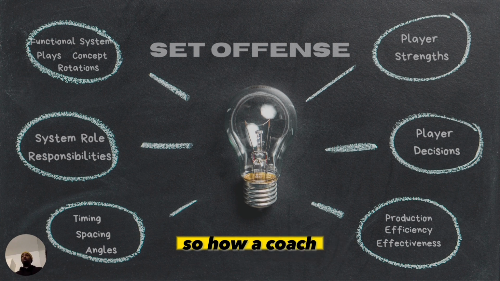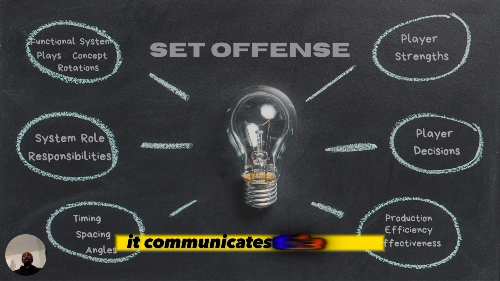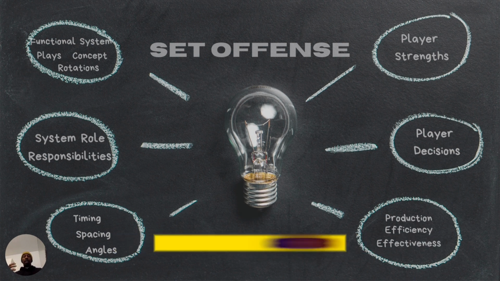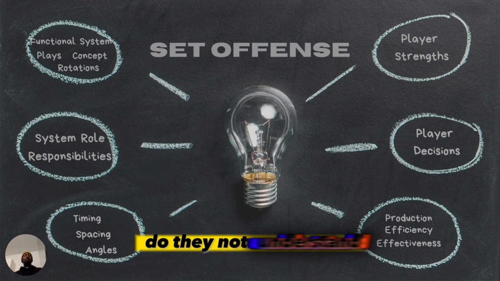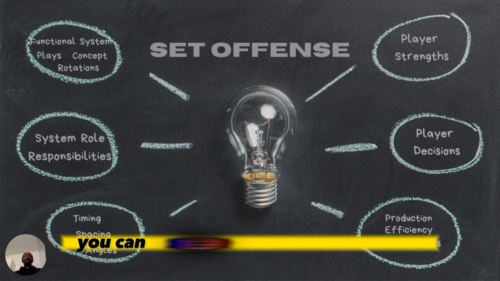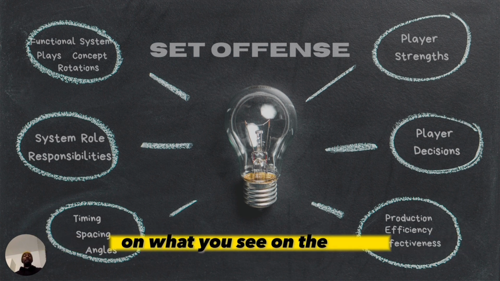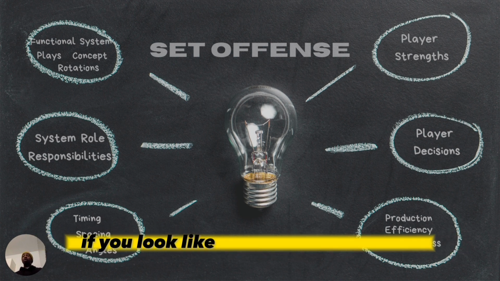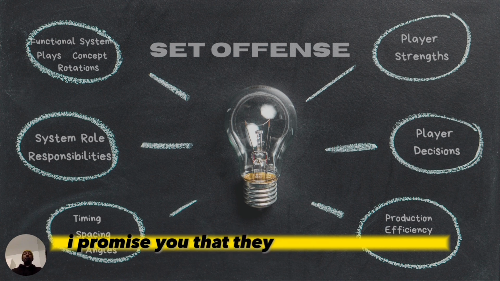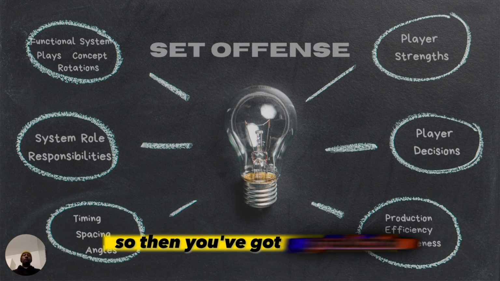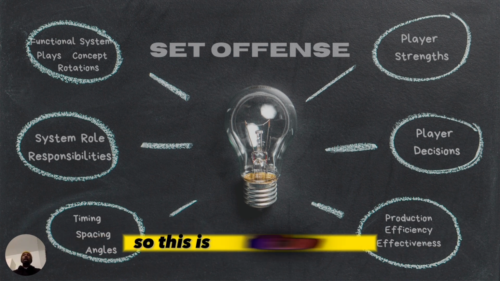And then how a coach communicates the system. Do they understand? Do they not understand? Does it make sense? You can see all of this in the movement, and you can see all of this in the end product of what you see on the court. If it looks chaotic, if it looks like they don't understand, I promise you that they don't understand. So then you have production, efficiency, and effectiveness. This is how you analyze.